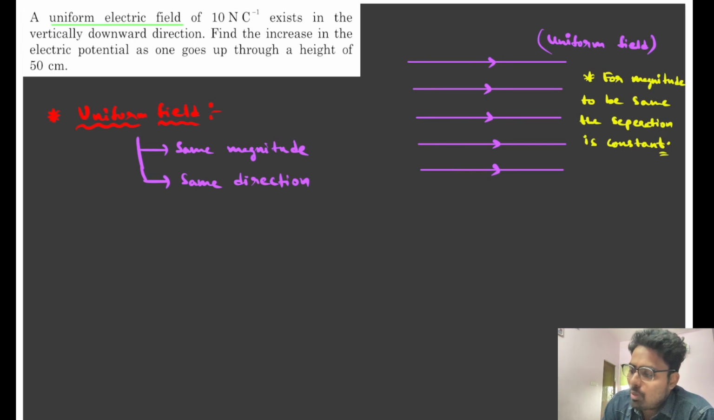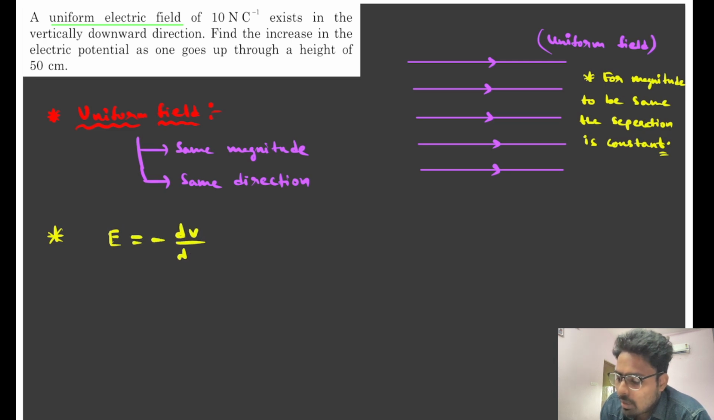And remember, whenever a uniform electric field is there, the relation between electric field and potential is given by this formula. In general, for any case, the formula is E equal to minus dV by dr. But in the special case, what is the special case, sir? If the field is uniform, whenever the field is uniform, then remember this formula can be simply written as E equal to minus delta V by delta R, or I can say delta X.